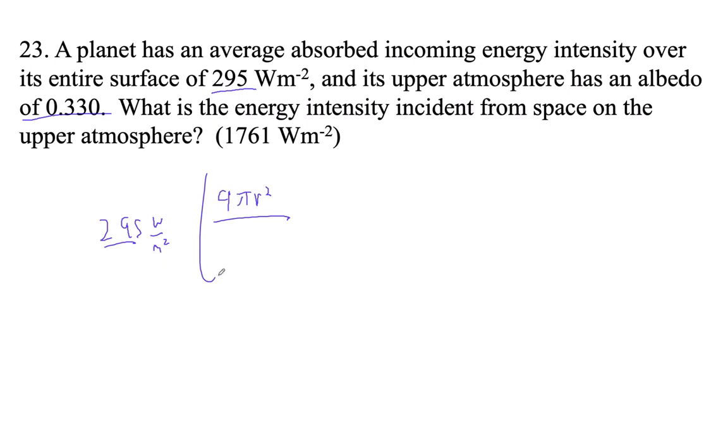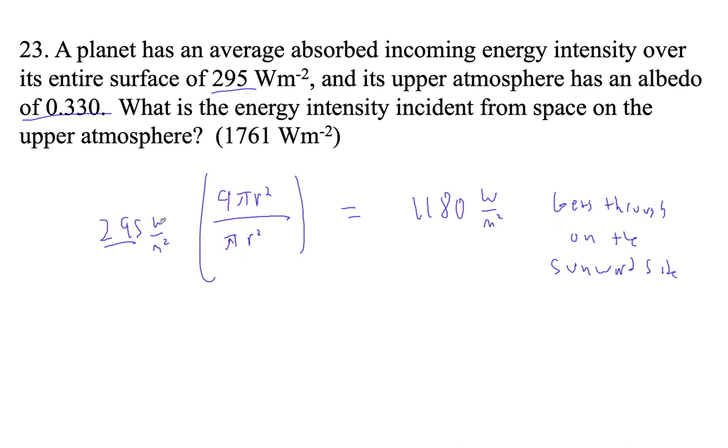So this is spread out over the entire area of the sphere, right? Okay. And now we're going to figure out what is happening frontally. That is, what's coming from the sun. On the side toward the sun, there's only pi r squared, right? So we're going to take the 295 and multiply by 4, and we get 1180 watts per square meter gets through on the sunward side, okay?